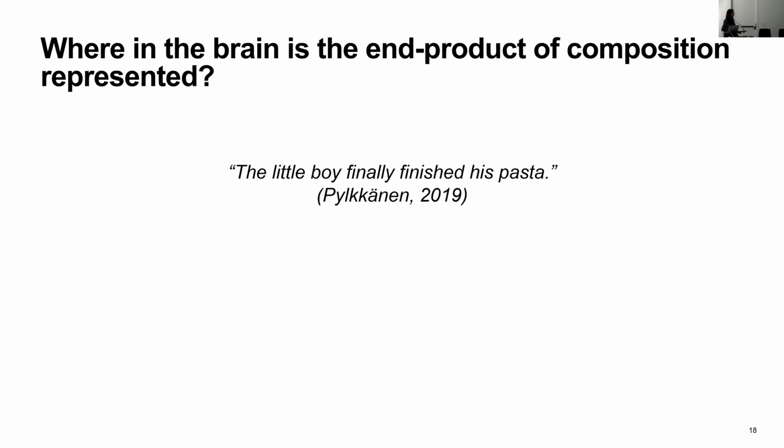So here's an example of using computational control. We were interested here in studying where in the brain the end product of composition is represented. What we mean by that is the new meaning that gets created when you combine words together. So if you read this sentence, the little boy finally finished his pasta, you understand it to mean that the boy finished eating his pasta, even though the word eating is not present in the sentence. And one proposal for where this type of meaning is represented was that it was in the ventromedial prefrontal cortex.